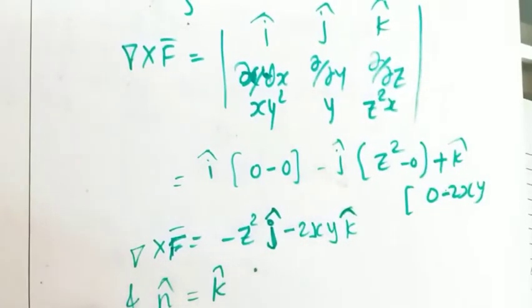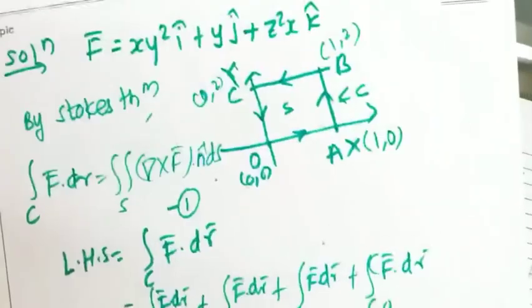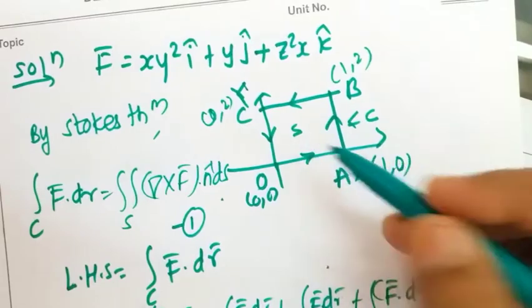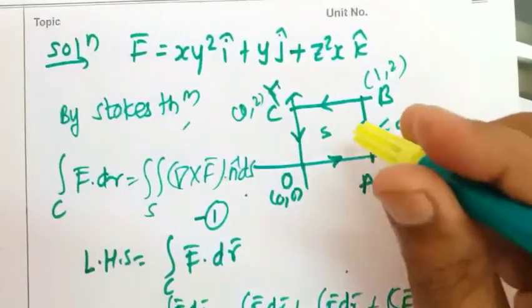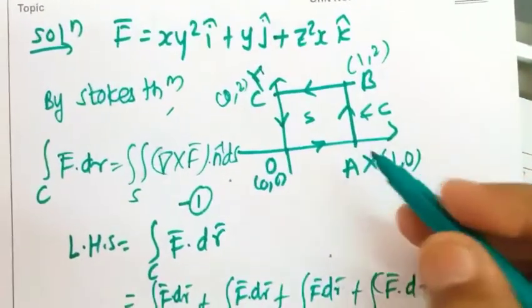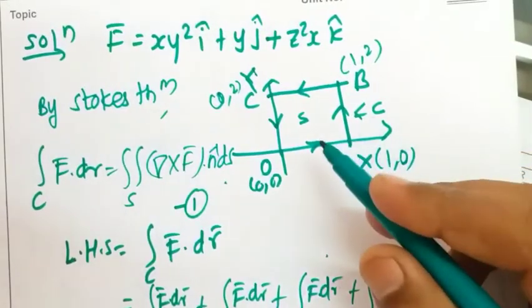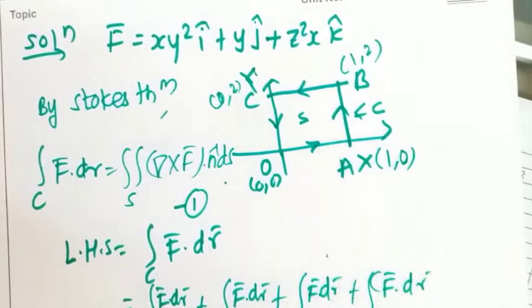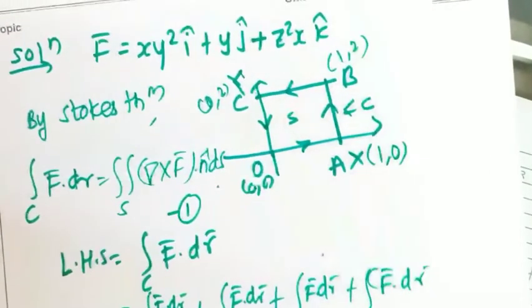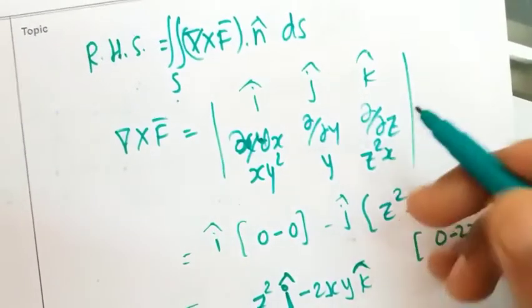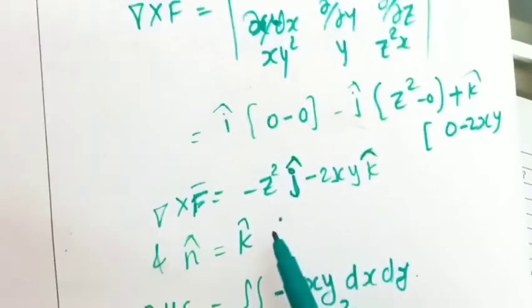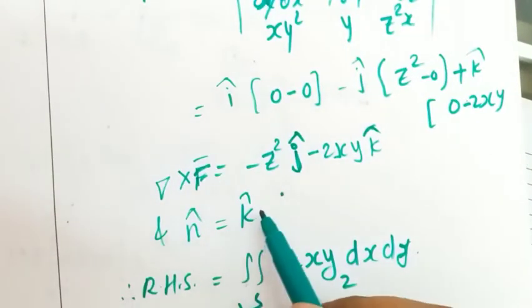Now if you see your surface, this surface is in the xy plane. And we know that the z axis is perpendicular to the xy plane, and the vector for the z axis is k cap. Therefore the normal vector to this surface is plus k cap if you go in the anti-clockwise direction. Therefore the value of n cap for the surface in the xy plane can be taken directly as k cap.